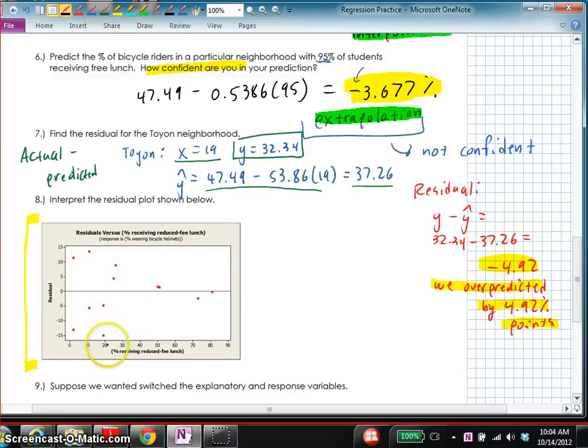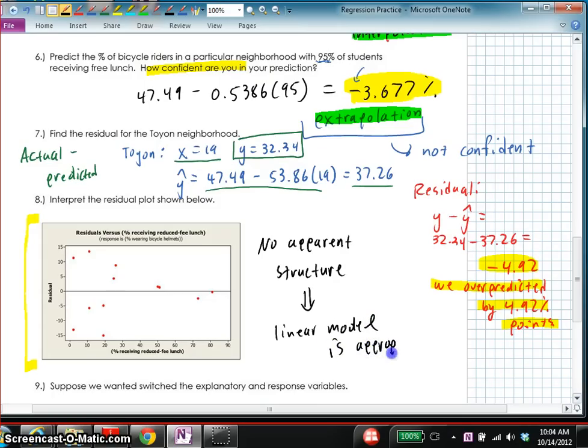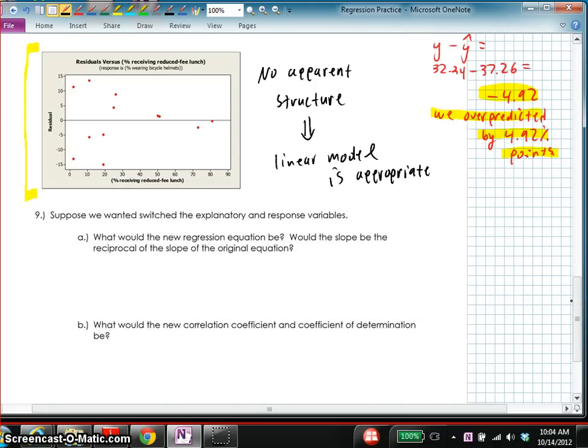Well, we can see here that there's really not too much apparent structure. So no apparent structure, which basically means that our linear model that we created is appropriate. Now, it's not perfect, but we know models are not perfect. Okay. All right. Number 9.